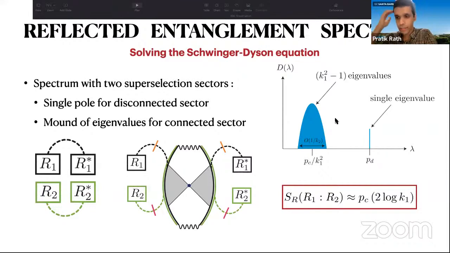Qualitatively, as long as you're at late times and you have an island, you'll be in this connected phase, even after time evolution. And the dominant thing will be this mound of eigenvalues. If you're pre-Page time and you don't have an island, then you're right that this thing will dominate. Okay. Thank you, sir.